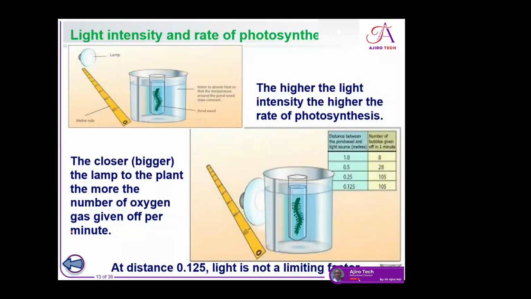For light intensity, that is the main point on hand. The closer the lamp to the plant, the higher the intensity. And if you look at this table of results, as the lamp was being brought closer to the plant, at first it was 1 meter away, then 0.5 meters away, then 0.25, 0.125.